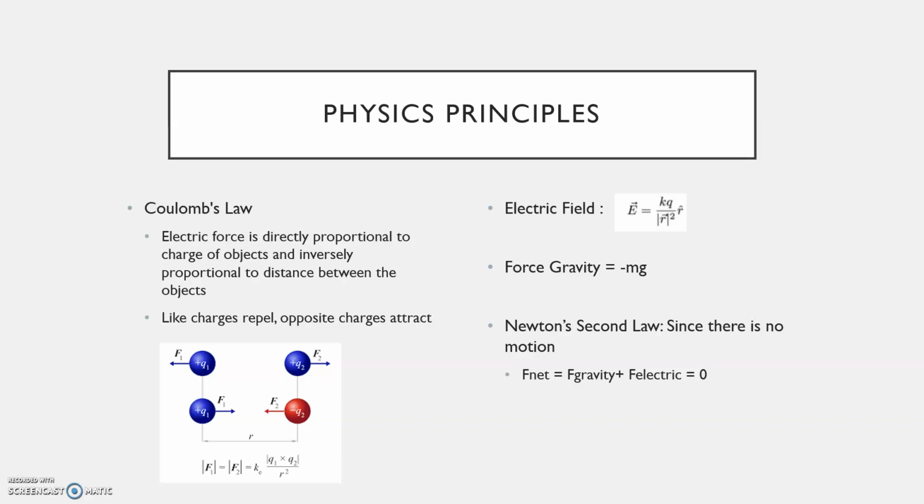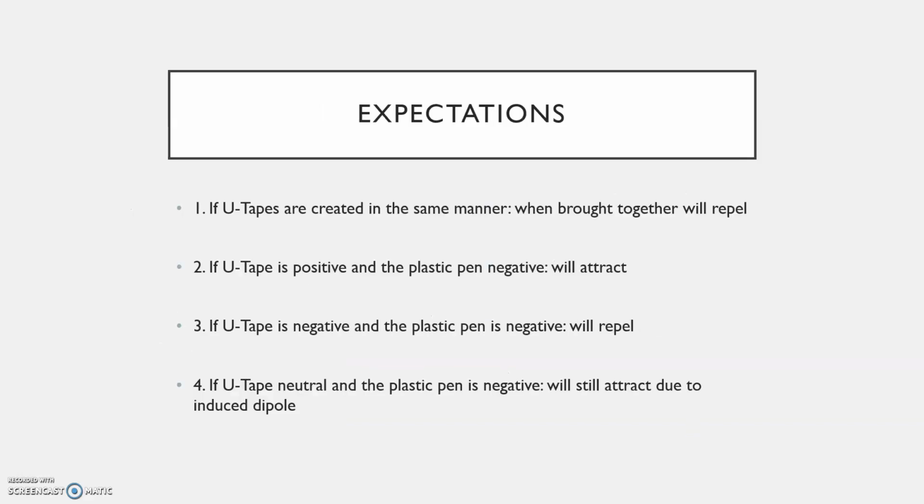Coulomb's law states that electric force is directly proportional to the charge of objects and inversely proportional to the distance between said objects. Like charges will repel and opposite charges will attract. I also used the electric field formula, where E equals kq divided by r squared times r-hat, which is the unit vector, as well as the force gravity formula. Newton's second law was also used since there is no motion, so the net force would equal 0, meaning that force gravity and force electric are equal in magnitude but opposite in sign.